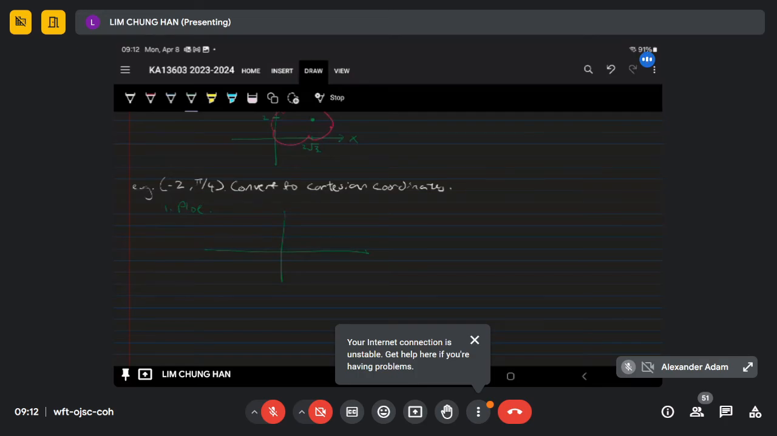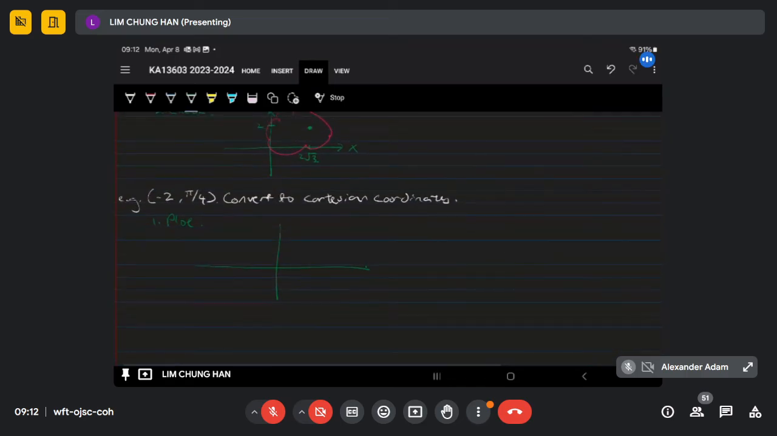The way you plot it is, you do the pi over 4 first. Pi over 4 is how many degrees? 45. So you draw your 45 degree line, and then you extend it on the other side, in the other quadrant, and then you measure your 2. That would be your -2, pi over 4. So the point is there in the third quadrant, correct? Yep.